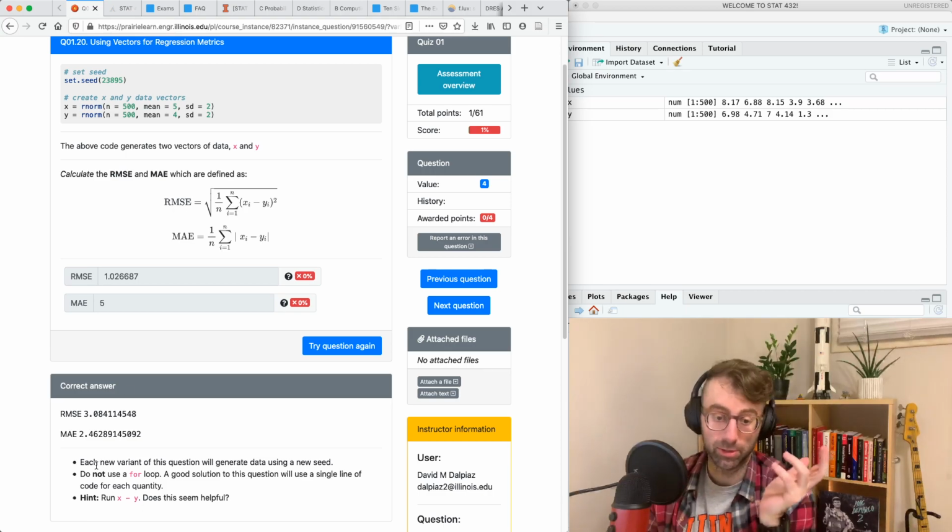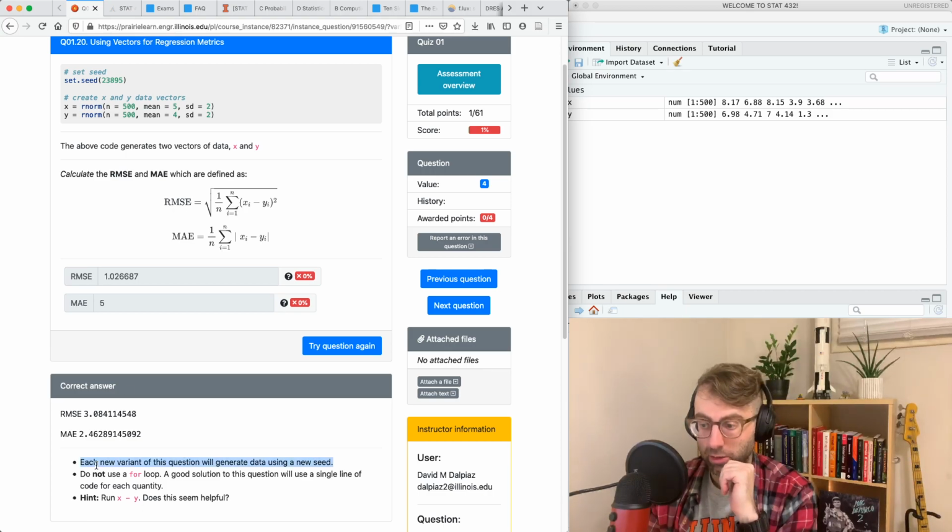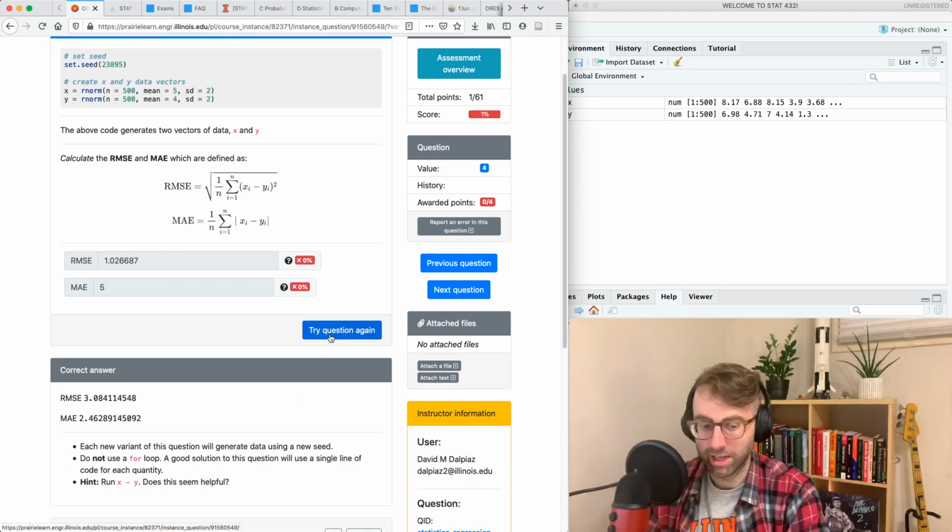So, this is actually really good. So each new variant of the question will generate data using a new seed. Ooh, got to pay attention to that. Do not use a for loop. Well, I'm not. I did this already. Okay, so got to try again.